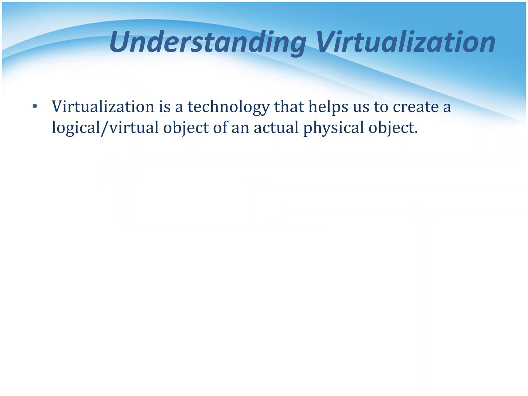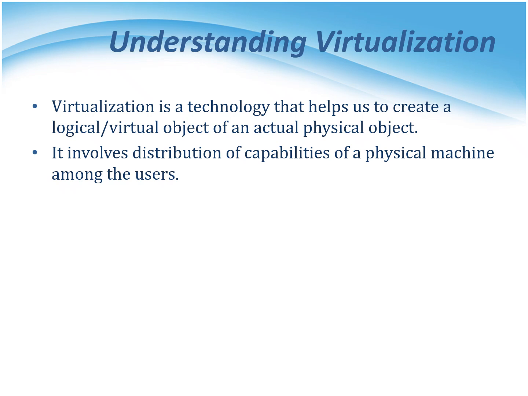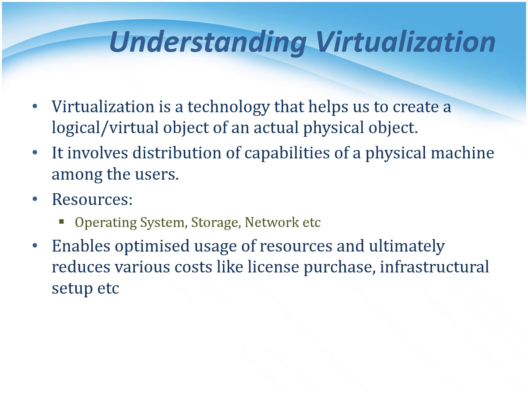Virtualization is technology that helps us create a logical virtual object of an actual physical object. It does not physically exist but virtually exists. So it is creating a virtual object of an actual physical object, but it feels like a real object. It involves distribution of the capabilities of a physical machine among the users. The same resources are shared with multiple users, and every user feels like the entire resource belongs to them. Resources means operating system, storage, network, typically whatever computing resources we have.